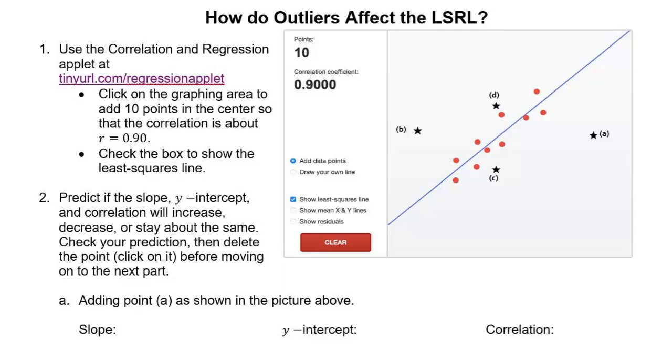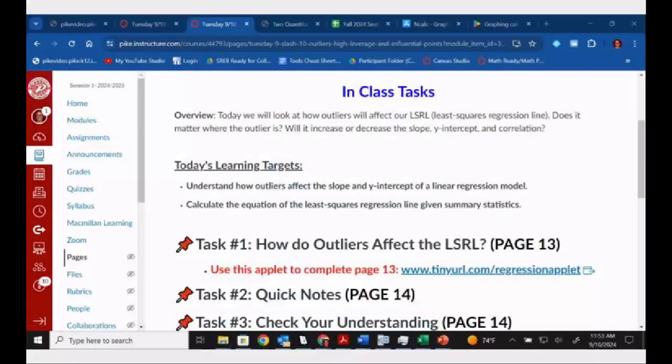All right, so the easiest way to get to the website that you need to go to is to go to our Canvas page, because I have it linked right there so you don't have to type it in. So on the Canvas page for today, right here by task 1, it says, how do outliers affect the LSRL? And you can click on this tiny URL right here, or you can type in what it says on your page.